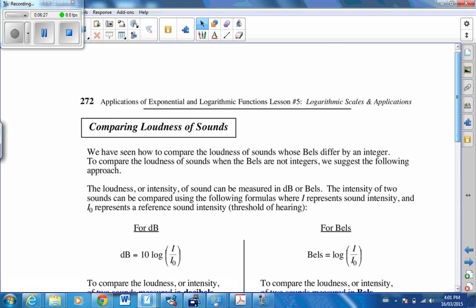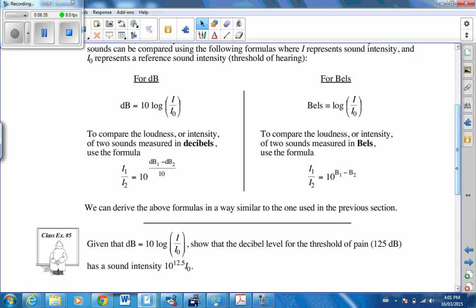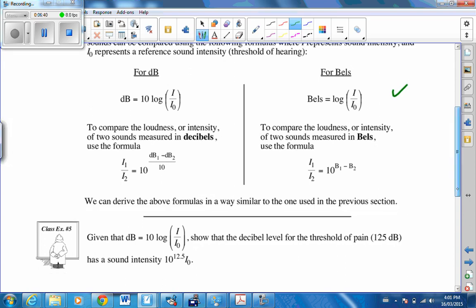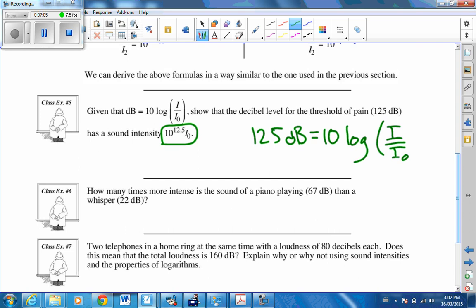Comparing the loudness of sounds, we just use bels, and it just works straight out. If we have decibels, first we have to find the difference, divide it by 10, and then work. It's easiest just to use bels. Instantaneously look at the question and be like, no, that's dumb, I'm going to use bels. So, this one, if I've given this equation, show the decibel level for the threshold of pain is this. What I would just do is 125 decibels equals 10 log I over I naught.